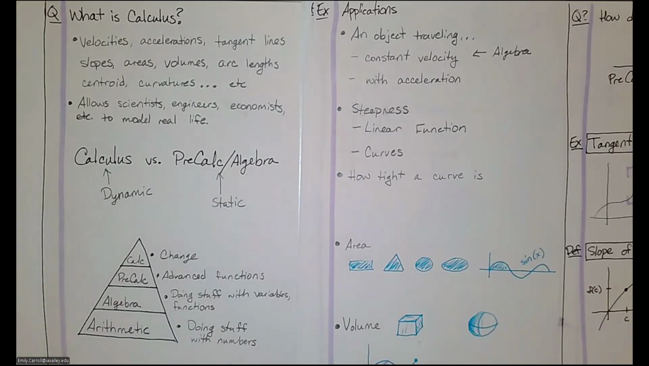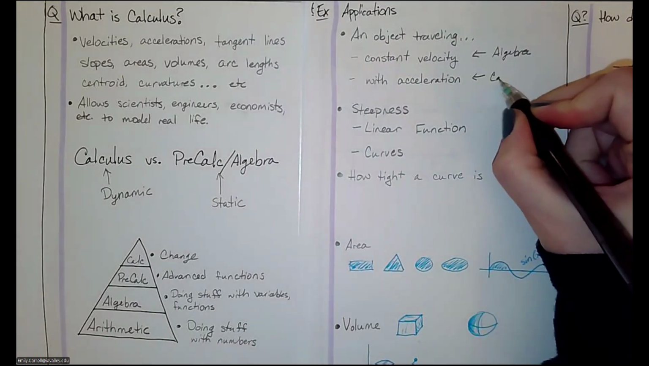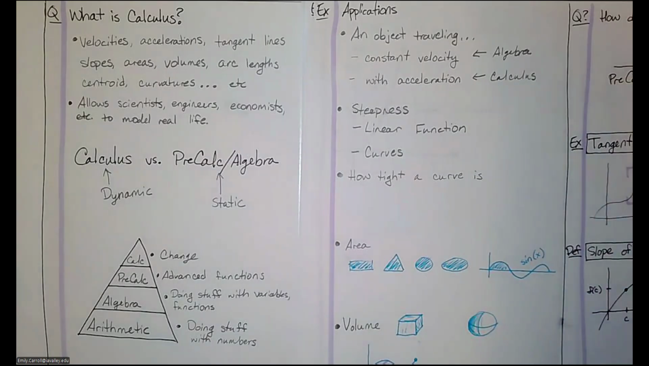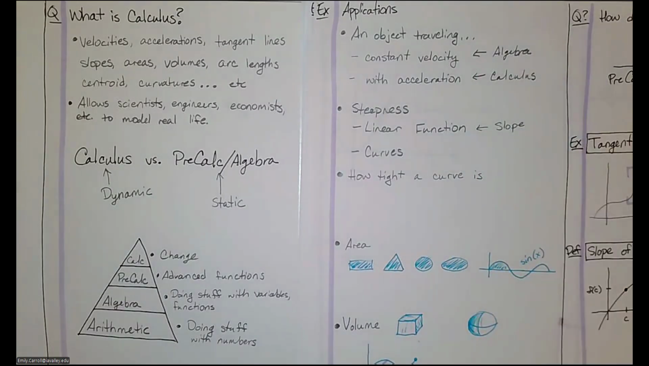But the minute you add some kind of acceleration or deceleration to that, and that includes turning a corner or going down a hill or having friction, now we need calculus and beyond in order to really look at that. Another thing we talk about a lot in calculus is this idea of steepness. Now, when you have a linear function, we look at steepness by talking about slope. But what about if something is curved?